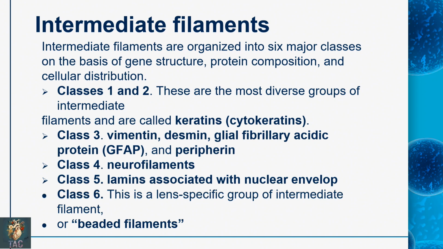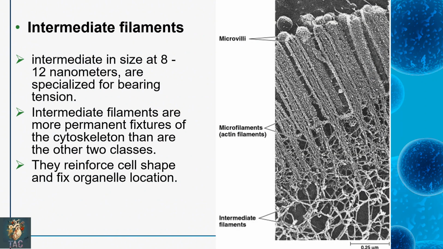filaments is to give structural support to the cell. This is a very important function. They maintain the structure of the cell. Their size is 8 to 10 nanometers, and they are specialized for bearing tension. The intermediate filaments are more permanent fixtures of the cytoskeleton than the other two classes. They reinforce cell shape and fix the organelles' location. This is a very important function, and also your MCQ as well.